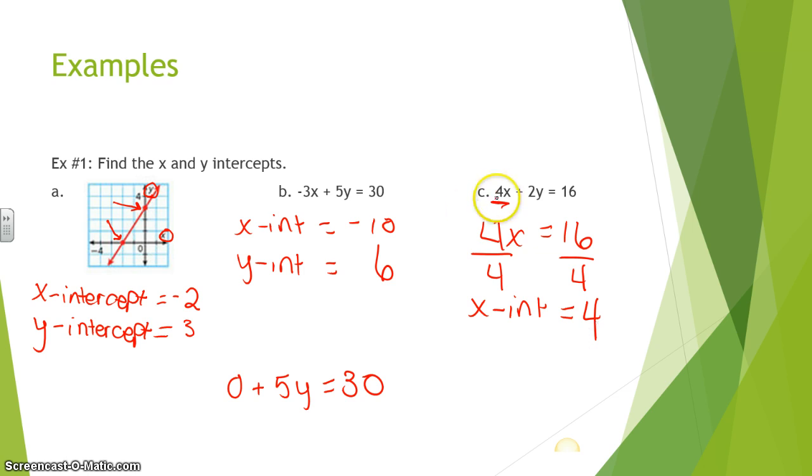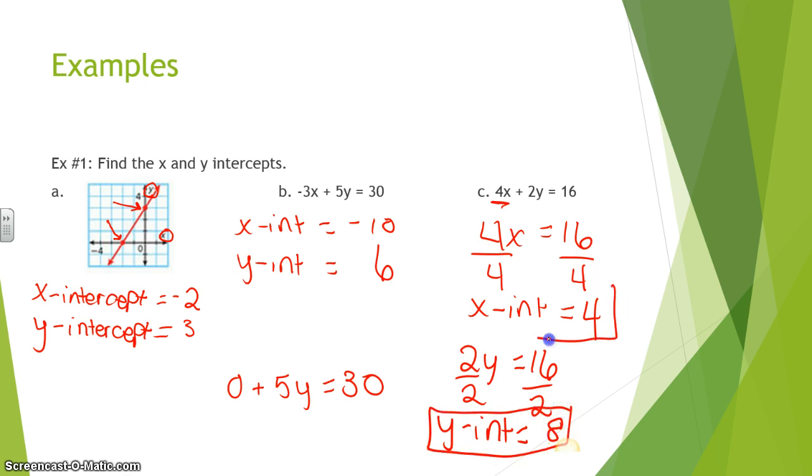Now to find my y-intercept, I set my x equal to 0, so I have left 2y equals 16. Divide by 2 on each side. My y-intercept, 16 divided by 2, is going to give me 8.